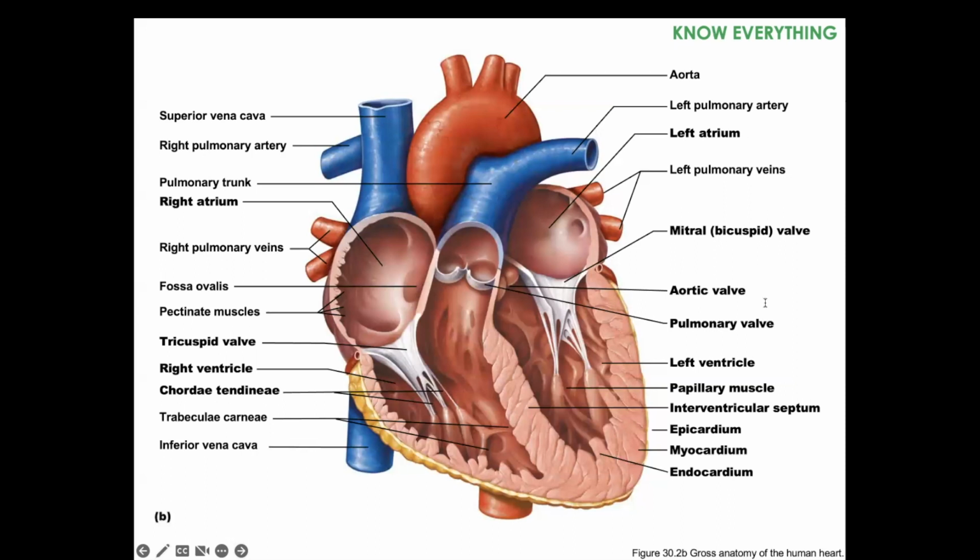So the outermost layer is the epicardium, which is a layer of connective tissue covering the outside of the heart. The middle layer is the myocardium, which is entirely made up of cardiac muscle tissue. And lastly, we have the innermost layer, the endocardium, which is a smooth, thin membrane that lines the inside of the chambers of the heart.